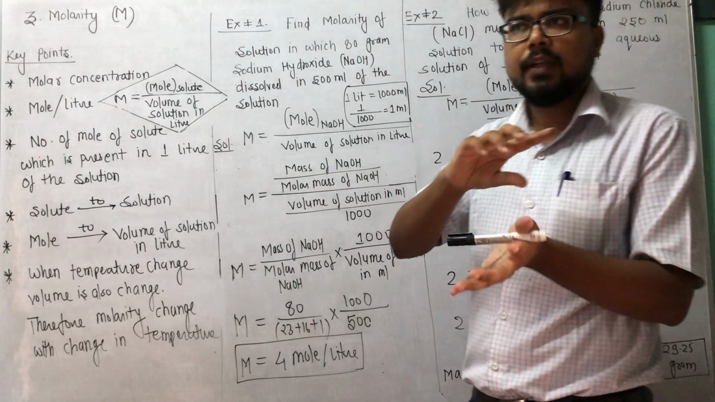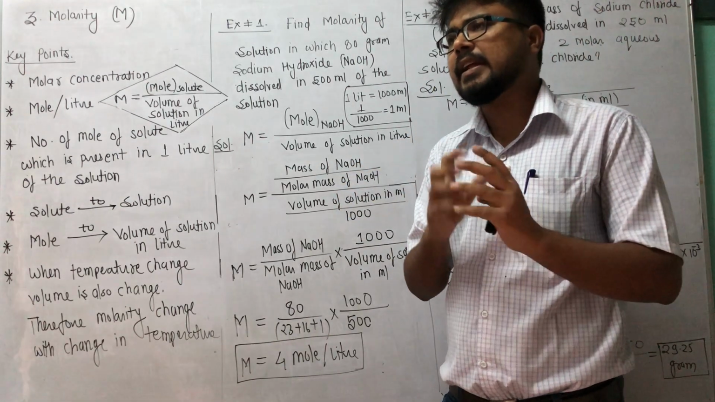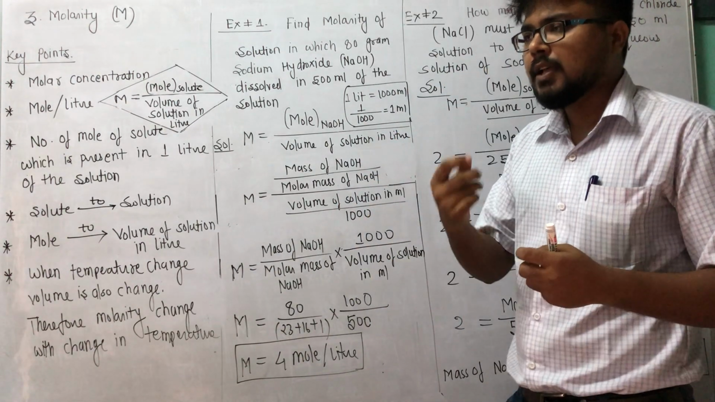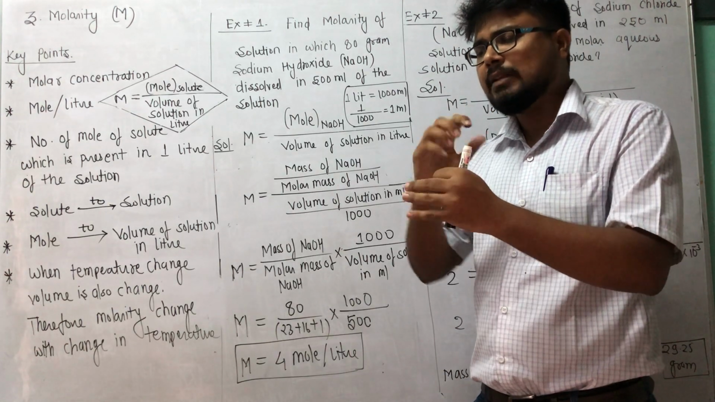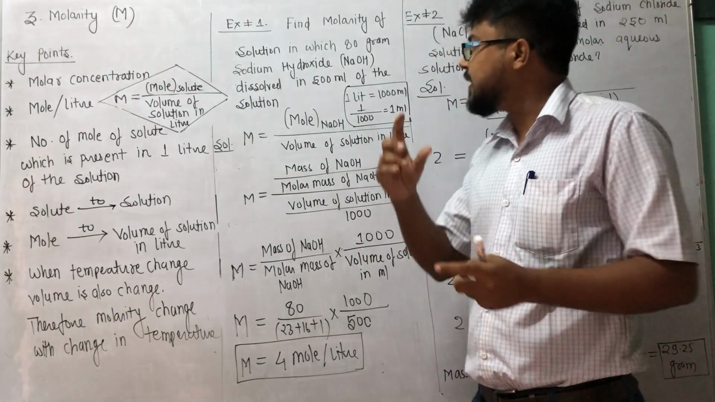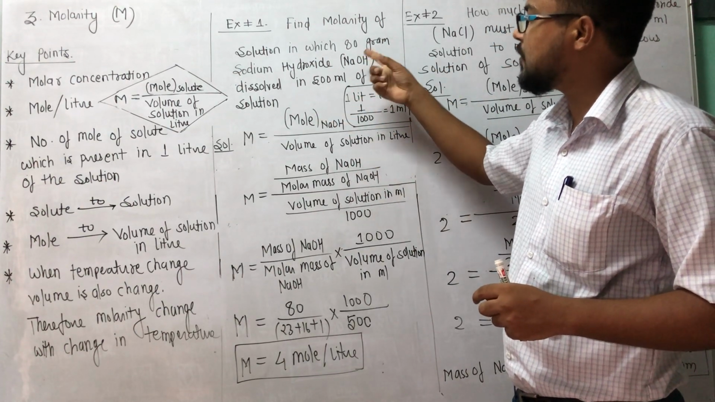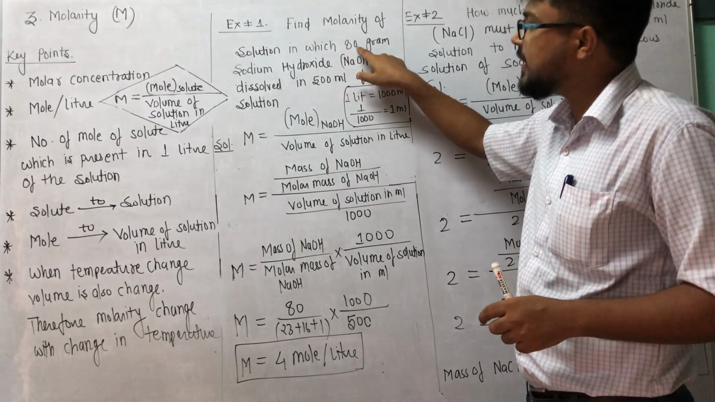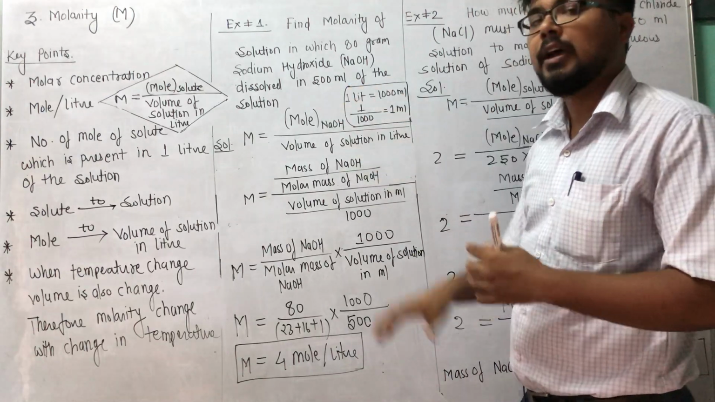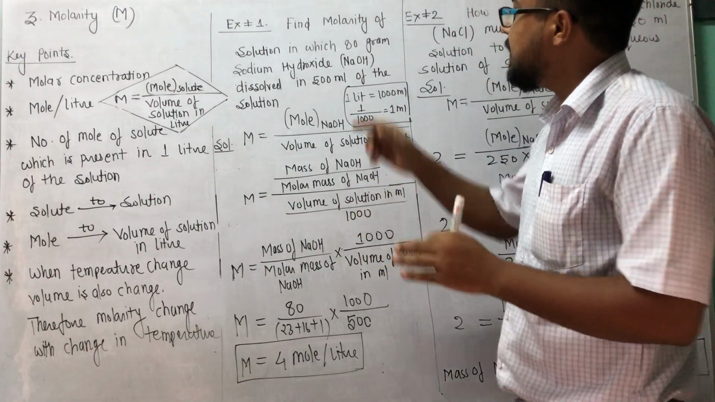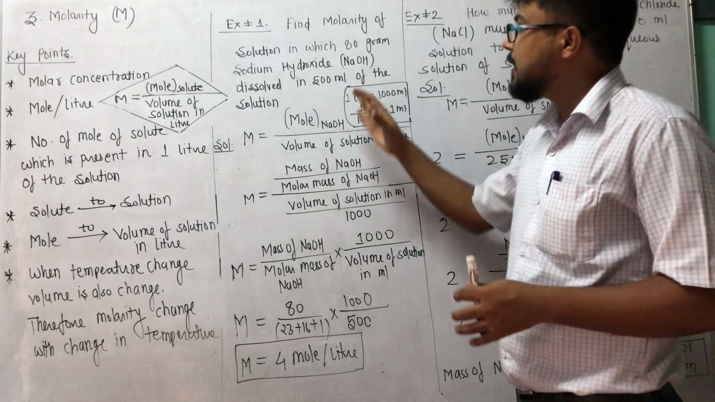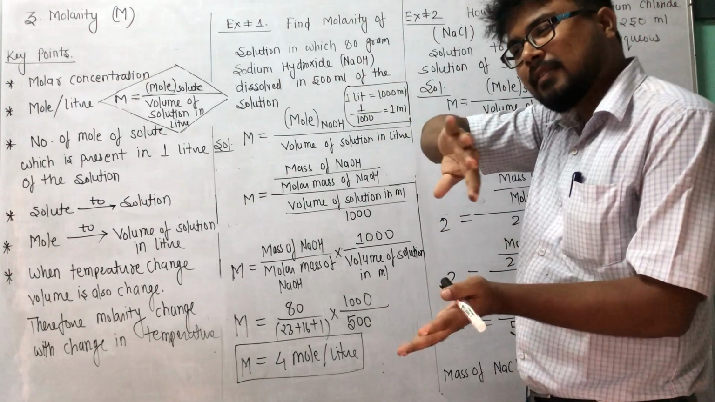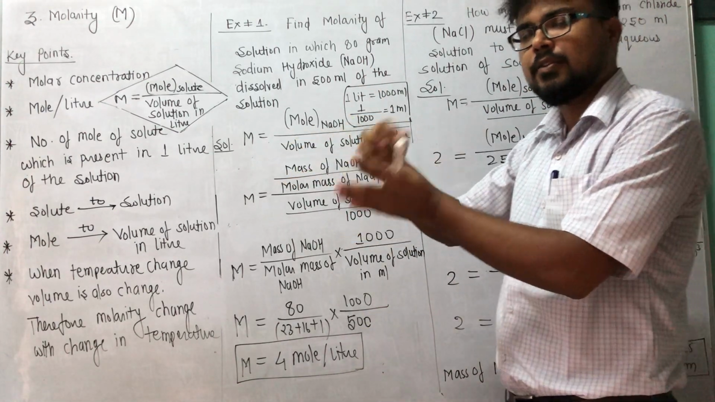Now you must have one query: how am I going to decide which one is solute and which one is solvent? The substance present in the larger quantity is always the solvent, and the one present in the lesser quantity is the solute. Here the solute is 80 gram and the solution is 500. When I subtract 80 from 500, I get the exact amount of solvent, because the density of water is 1. It's a separate concept, and we will discuss it at a later stage.